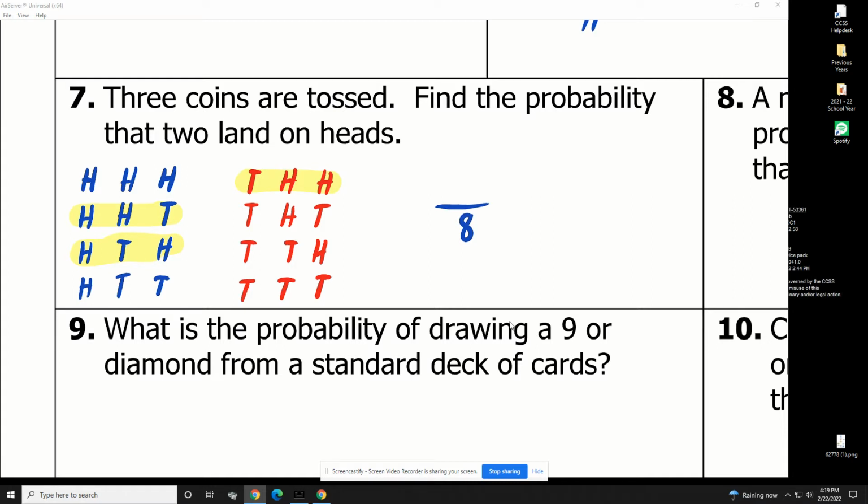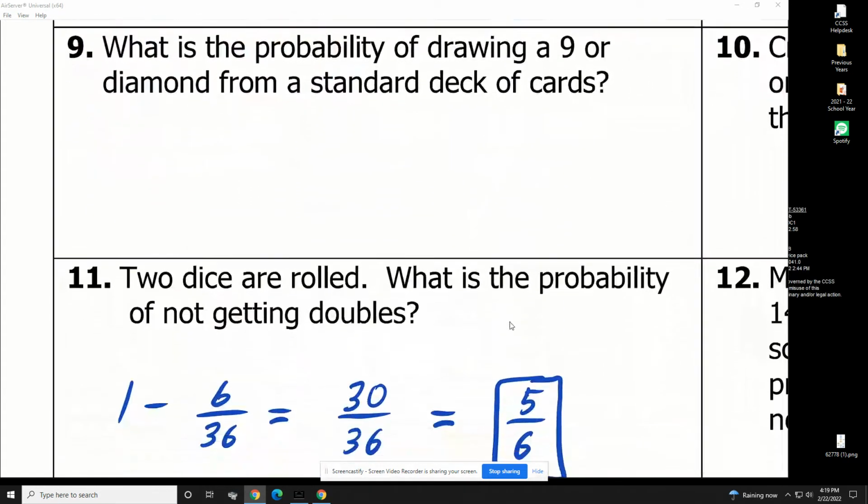So the only possibility of throwing 3 coins up and 2 of those landing on heads is 3 out of 8, which cannot be reduced. This is my answer. So that's how you do number 7. It was kind of tricky, probably the hardest one on the homework.